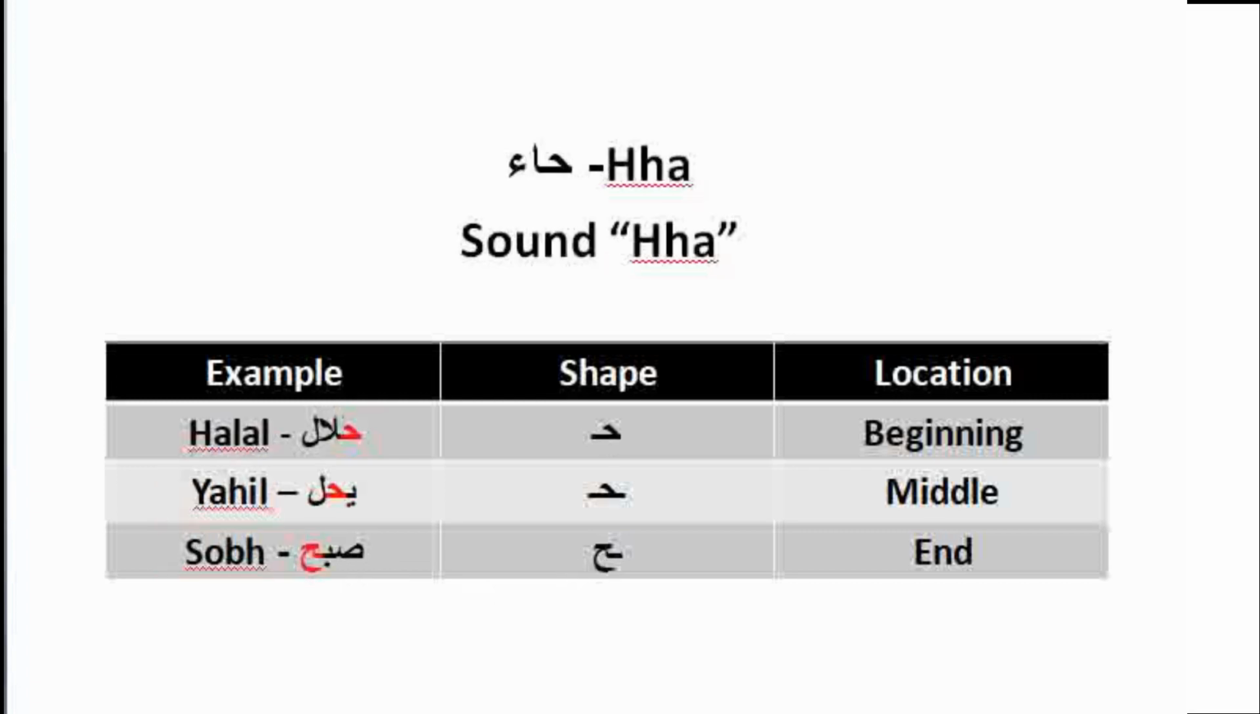Now we go to the next letter, which is the letter Ha. Now, remember, this letter doesn't exist in the English language. This sound is not there in the English language. The closest one is Ha. For example, Muhammad sallallahu alaihi wasallam, they say Muhammad. So this letter will require more practice from you in order to be able to pronounce it correctly.